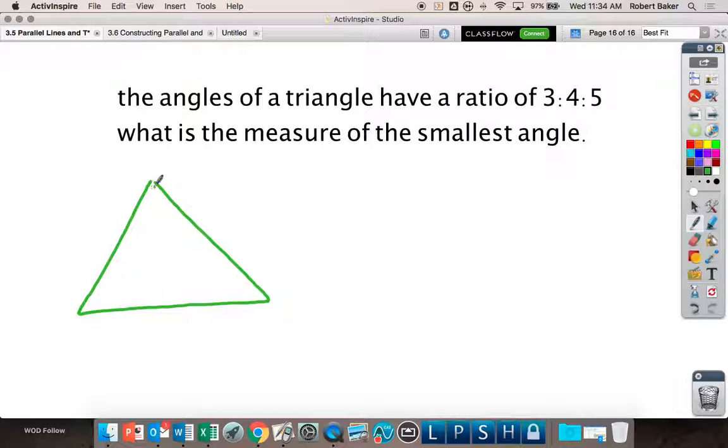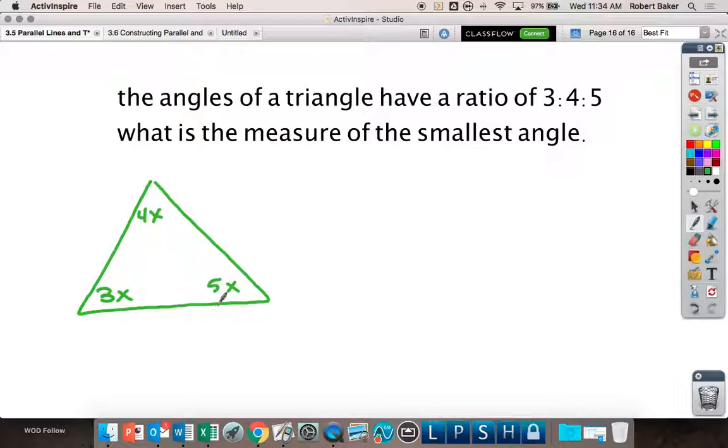What are you saying? Why are you shaking your head? What are we doing? I think 3x, 4x, and 5x. All the angles have a ratio of 3 to 4 to 5, so each angle is 3x, 4x, and 5x. If you add all those angles together, what should it equal?